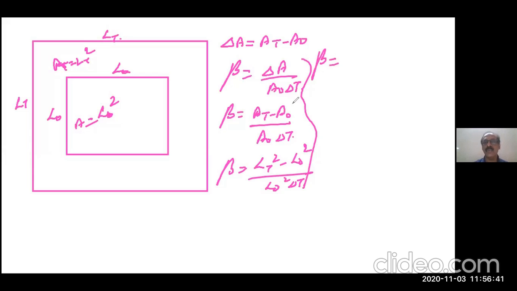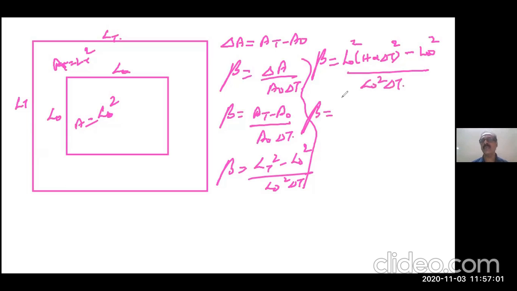Beta is equal to, what is LT? L0 into 1 plus alpha delta T whole square, isn't it? Beta is LT squared minus L0 squared divided by L0 squared delta T. Now this L0 squared you can take commonly out, it will cancel out. Then 1 plus alpha delta T whole squared minus 1 by delta T. This L0 will come out.